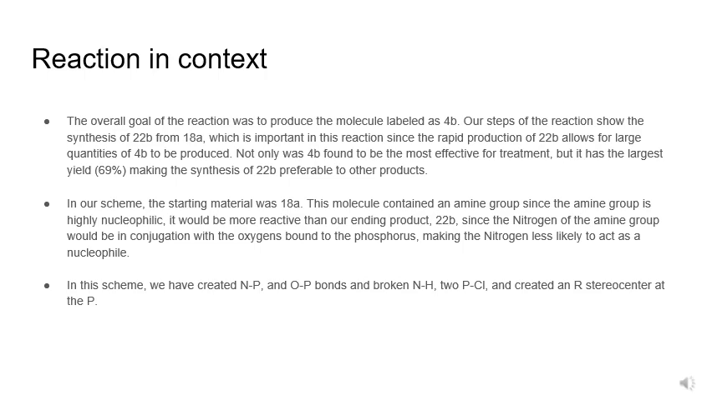In our scheme, the starting material was 18A. This molecule contained an amine group. Since the amine group is highly nucleophilic, it would have been more reactive than our ending product, 22B, since the nitrogen of the amine group would be in conjugation with the oxygens bound to the phosphorus, making nitrogen less likely to act as a nucleophile.